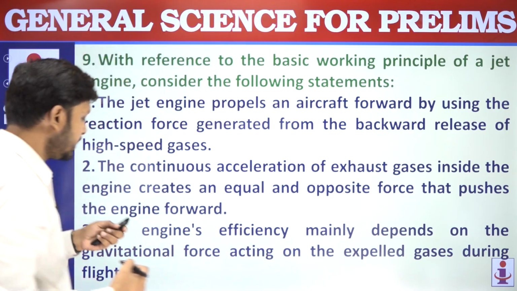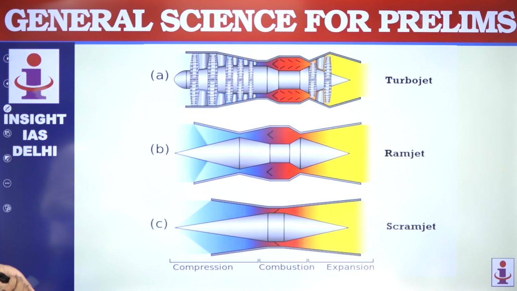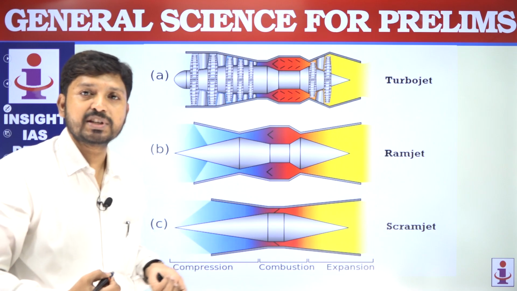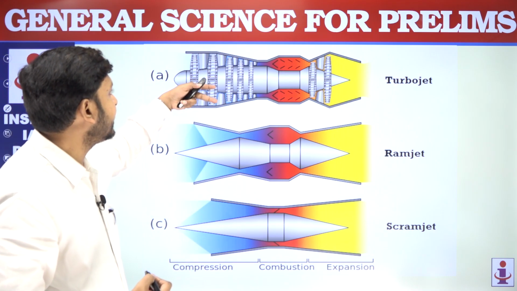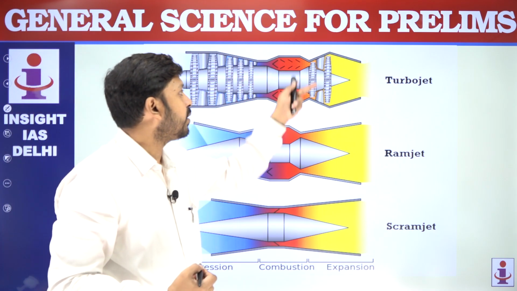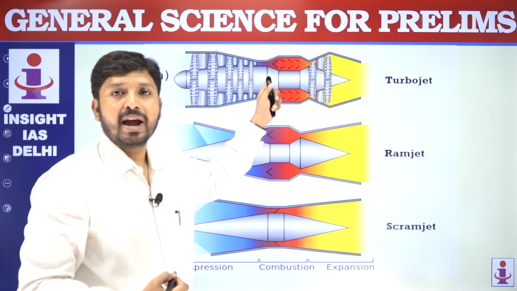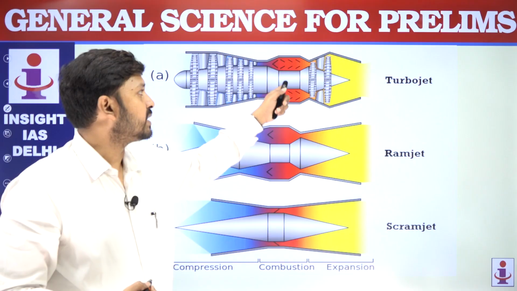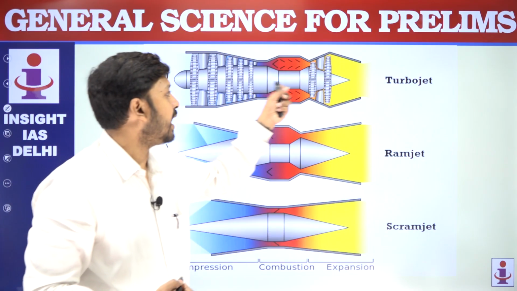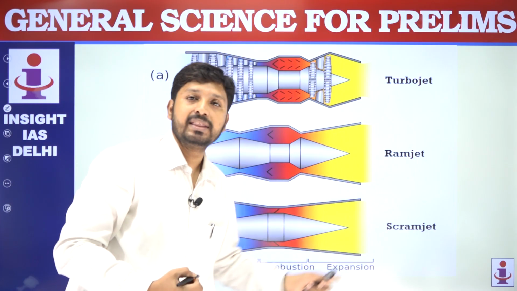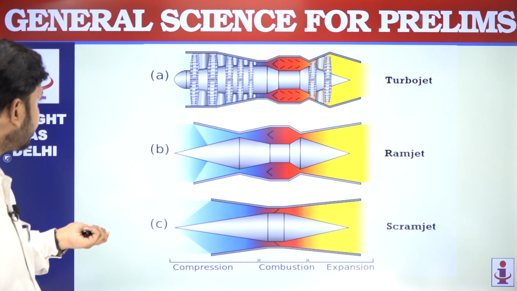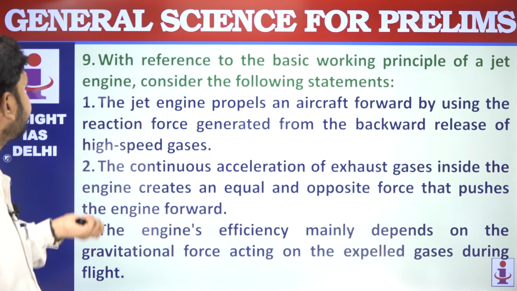Okay, so for example, there are different types of jets: turbojet, ramjet, scramjet. So air is inletting here, that air is compressed here, and here is the combustion chamber where the fuel and air, the oxygen, the oxidizer, will mix and burn, and exhaust gases will come from here and the jet will move ahead. So based on this knowledge, let's read the statements.